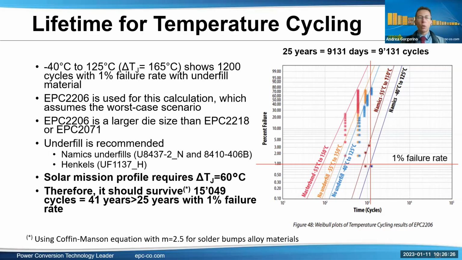But basically, with these assumptions, our typical solar mission profile requires a delta T of 60 degrees C. And with that acceleration factor, that means we can survive 15,000 cycles, which is equivalent to 41 years with a 1% failure rate, which is much higher than the 25 years requirement. So again, based on these three main failure mechanisms, we feel confident that GaN can achieve the 25-year lifetime required by solar applications.